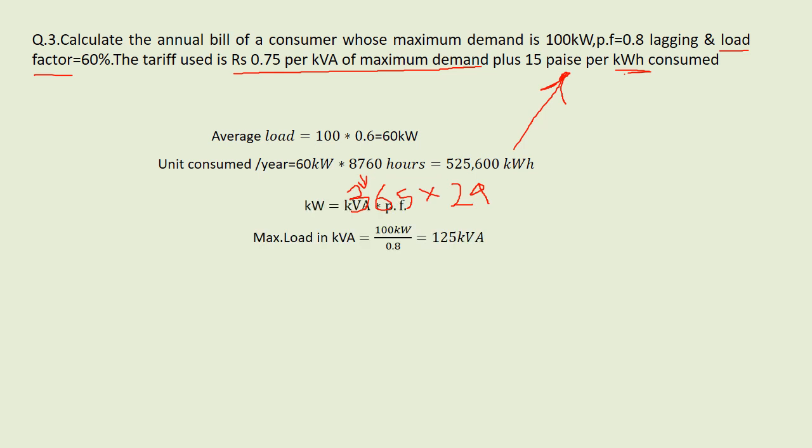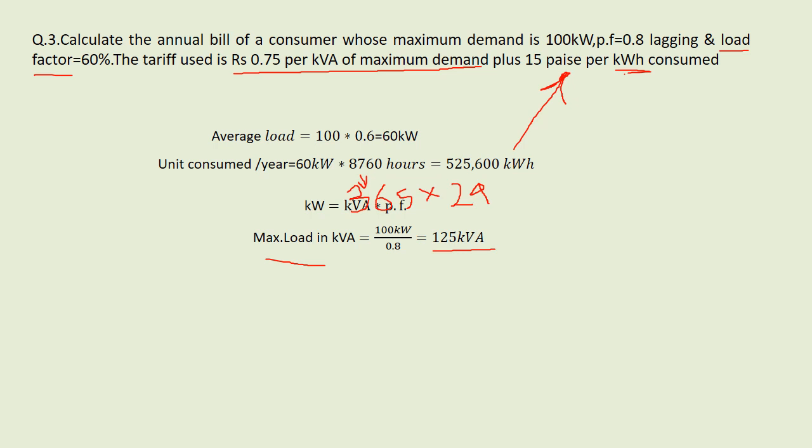This maximum demand in kilowatt can be expressed in kVA. Kilowatt is equal to kVA into power factor, so kVA is equal to kilowatt upon power factor. The maximum demand is given as 100 kilowatt, and if you divide it by the power factor, you will get your maximum demand in kVA. So the maximum demand was in kilowatt, and now it is converted into kVA.